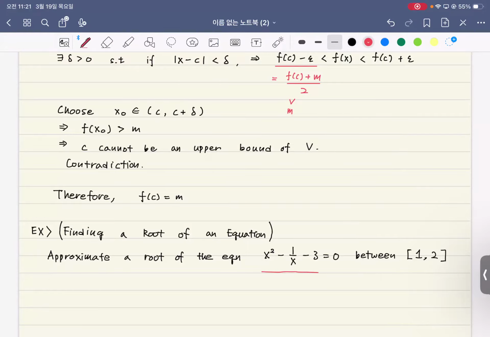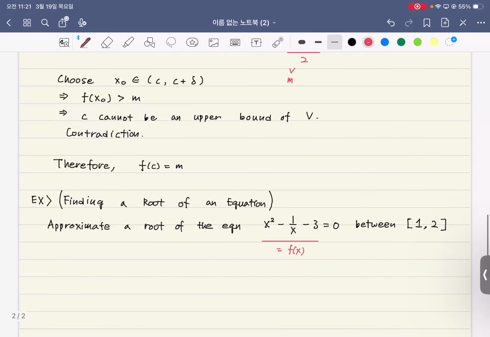We put the left-hand side of this equation to be f of x. Obviously this is a continuous function on this interval, therefore I can apply the intermediate value theorem. We have these two endpoints, 1 and 2. If you plug in the function values at the endpoints, f of 1 is 1 minus 1 minus 2, which is negative, and f of 2 is 4, which is positive.